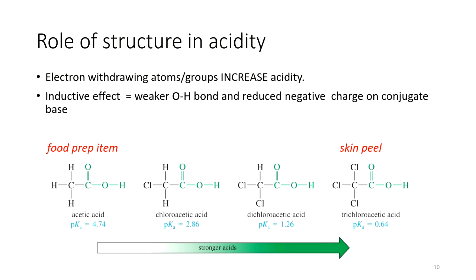If electron withdrawing groups increase acidity, then it stands to reason that electron donating groups are going to decrease acidity, right? Similar things. The inductive effect with the electron withdrawing group is to pull electron density away. With the electron donating groups, it's going to be pushing electron density to our carboxylate group. So let's look at some examples.